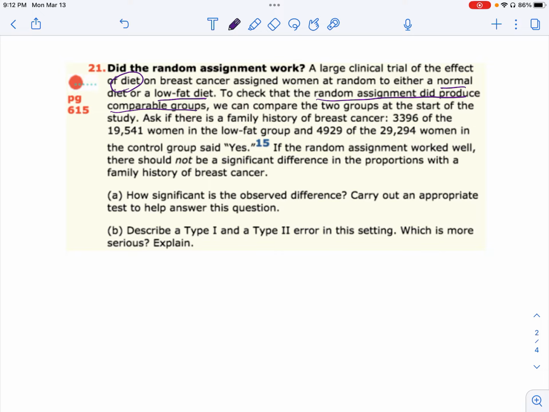3,396 of the 19,000, these are big numbers. There's women in the low-fat diet, and then there's women in the control group. The control group got, I'm assuming, the normal diet. If the random assignment worked well, there should not be a significant difference in the proportions of family history of breast cancer. So, there we have it. All right.